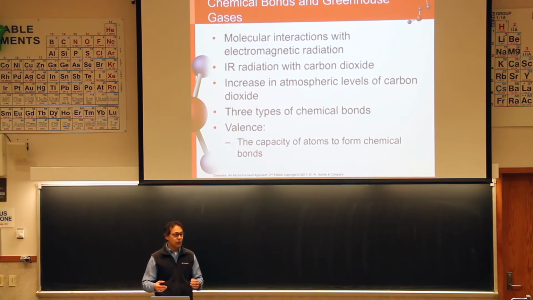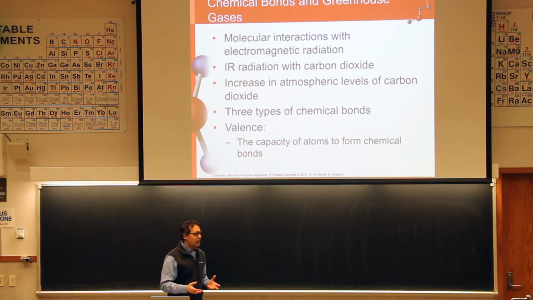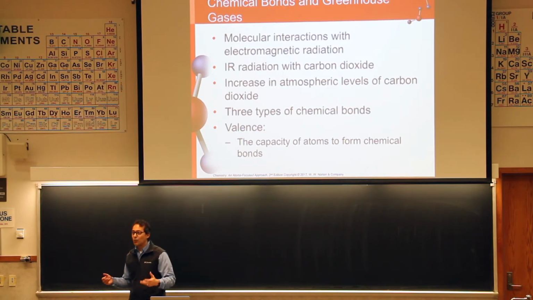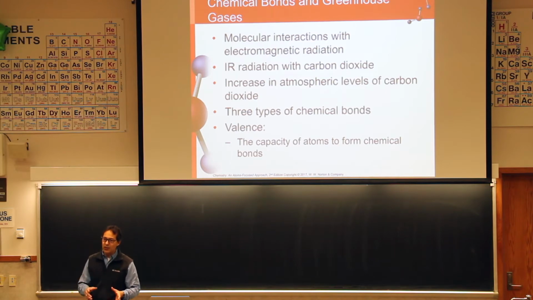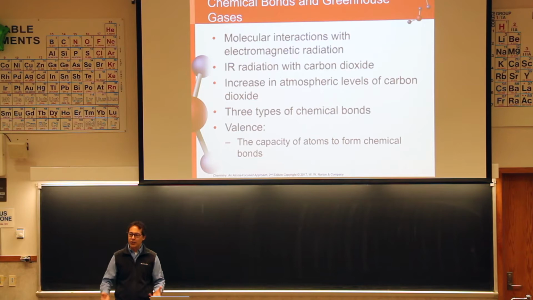And it has to do with this compound called carbon dioxide that gets up into our atmosphere. And electromagnetic radiation hits the carbon dioxide and does some strange things to it. It causes it to do something, and this leads to climate change. And so we need to understand a little bit of physics and a little bit of chemistry to be able to explain or understand what's happening with climate change.